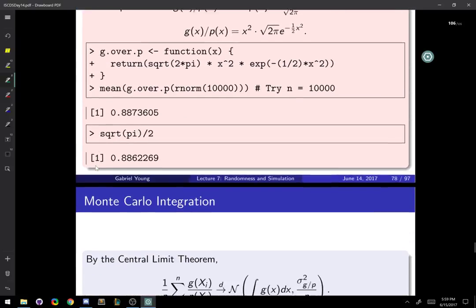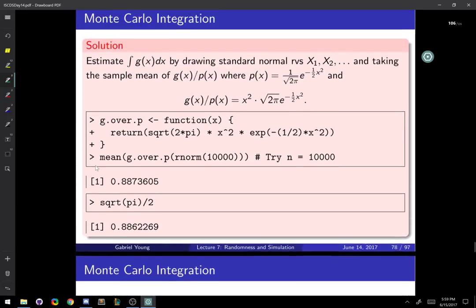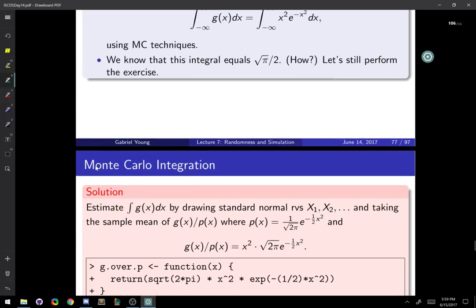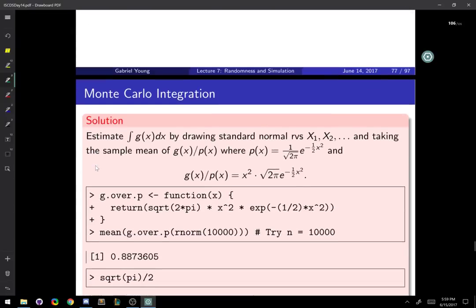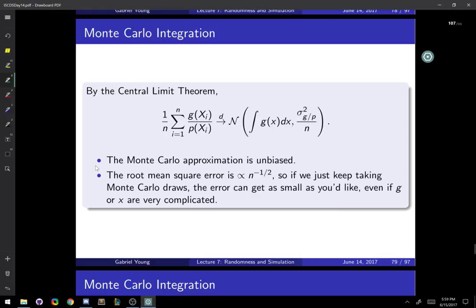Anyway, so what we did, instead of having to do that integral using a Riemann sum, we just randomly simulated values in this function g of x over p of x, and we got an answer that's very close to the truth. That's it. A little bit more by the central limit theorem. So this is not the law of large numbers, but this is the central limit theorem. It turns out that the average of that result is the integral of g of x dx. We knew that before, and it has some kind of variance associated with it. So this is pretty fascinating.